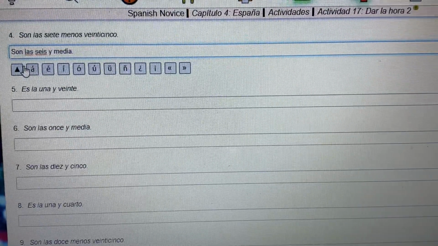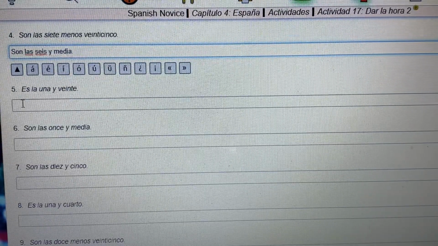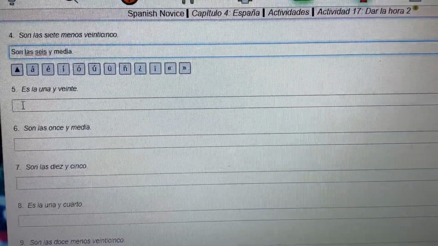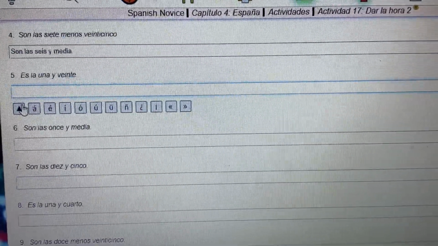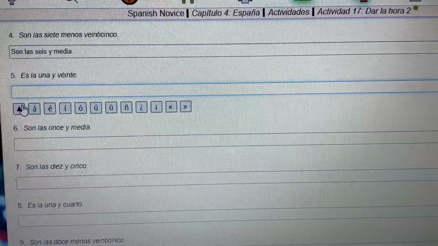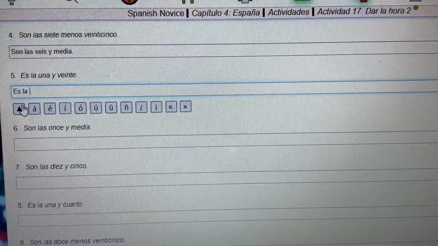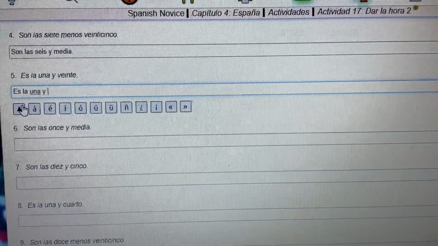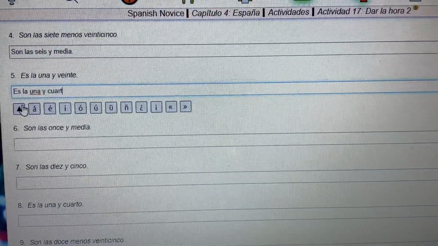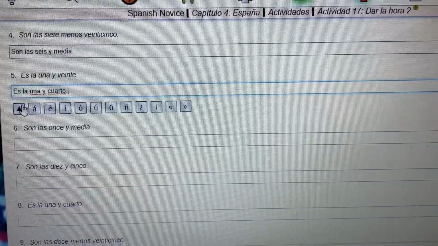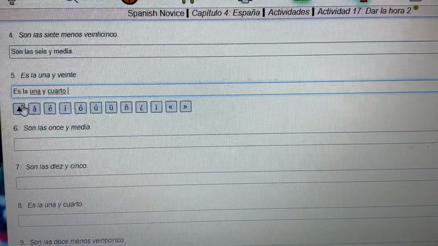For number five, es la 1:20. It's 1:20. We have to subtract 5 minutes, so now it's 1:15. Es la 1:15. Not cuatro, cuarto. So now it's 1:15.